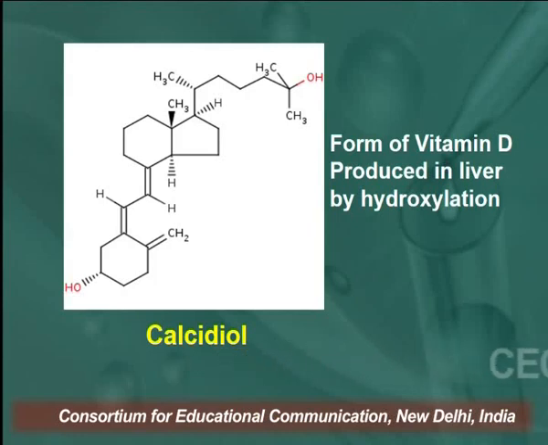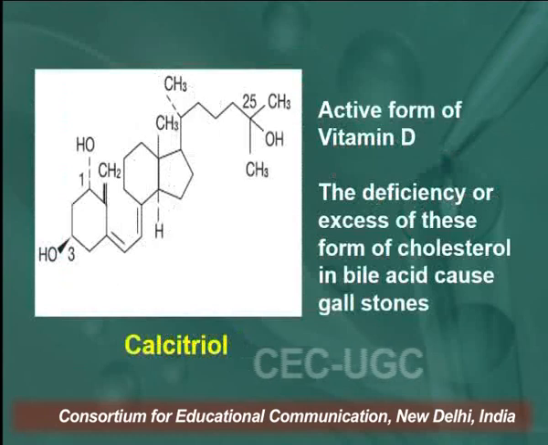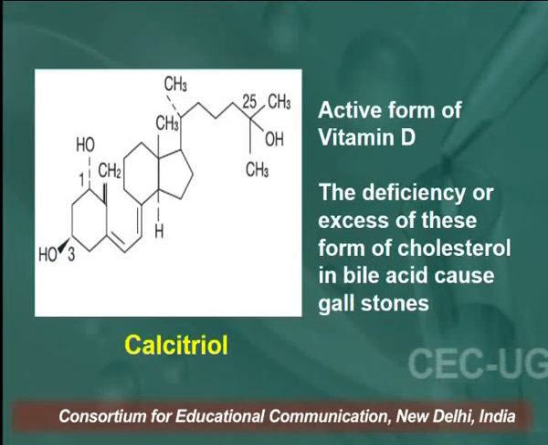And that calcidiol is a form of vitamin D produced in the liver by hydroxylation. So this is the structure of calcidiol. Here the A ring has an OH and the side chain also has an OH. It is an active form of vitamin D.